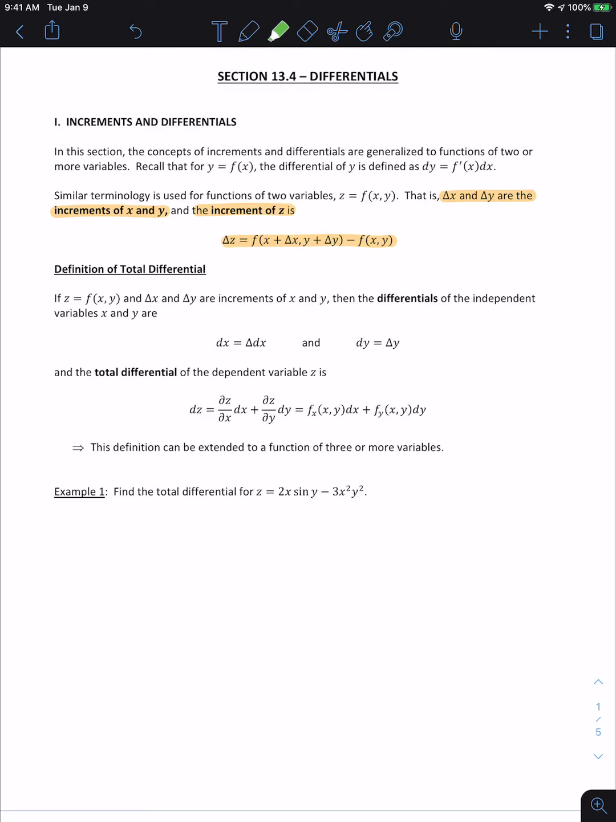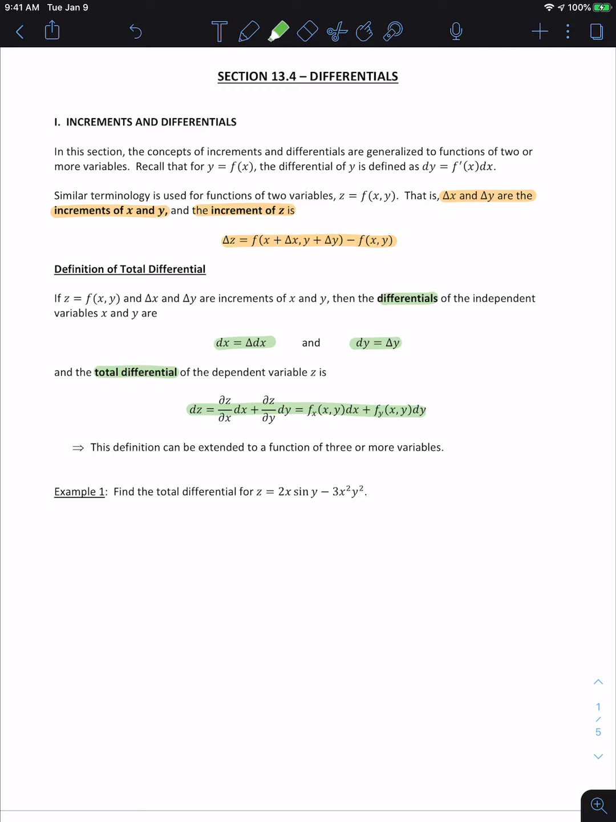total differential. So if z equals f of x, y and delta x and delta y are increments of x and y, then the differentials of the independent variables are dx equals delta x, whoops, that's just supposed to say dx is equal to delta x, not delta dx, and dy is equal to delta y. And the total differential of the dependent variable dz is given by this formula here.